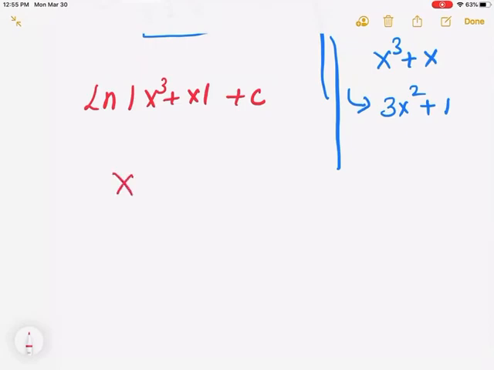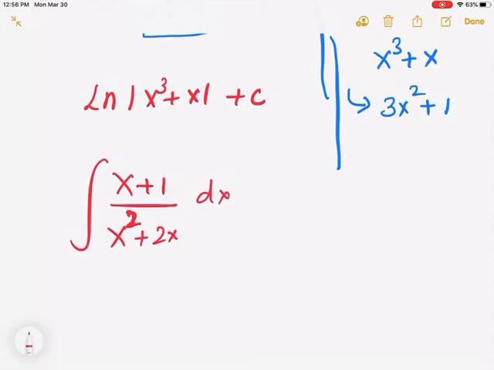One more. Actually, a few more. This is example number 4. I have x plus 1 over x squared plus 2x, and, oh, this is not 3, this is 2. Okay. Again, it's a fraction.